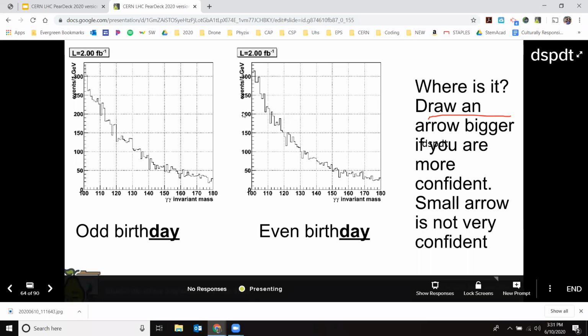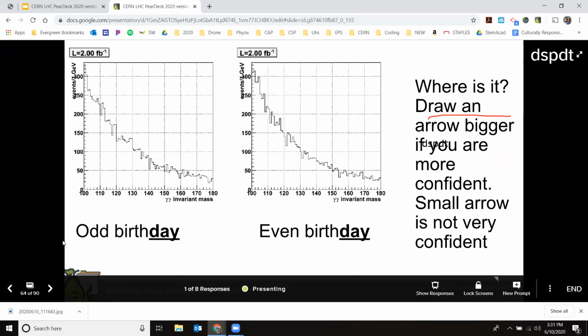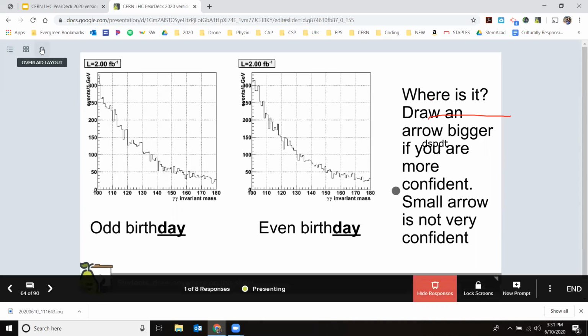Now we have, I think this is 2,000 runs. I want you now to put another one up there. I think this one you draw. Does it say draw? Draw an arrow. Where do you think it is? Just stick it on there. What do you think? Overlay.